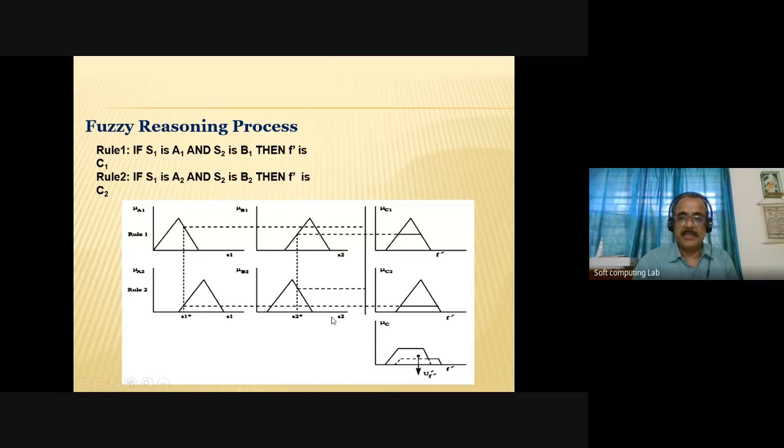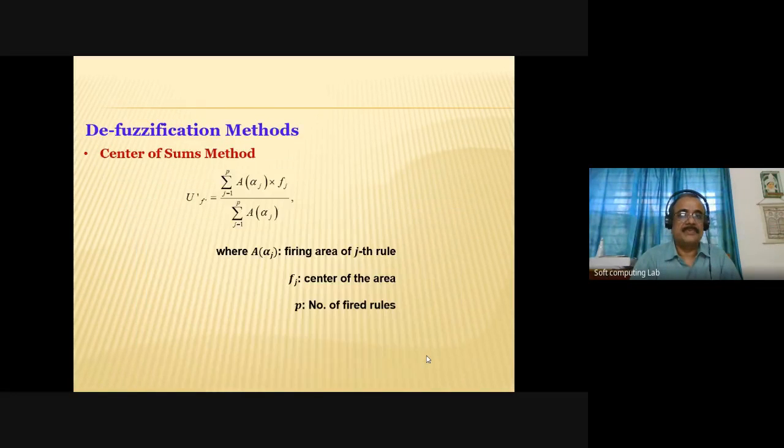Corresponding to this particular fuzzy rule, I'll be getting another truncated triangle here, and I'll have to superimpose, and this is nothing but the output of the combined fuzzy rule. Then we'll have to find out the crisp output using the defuzzification module.